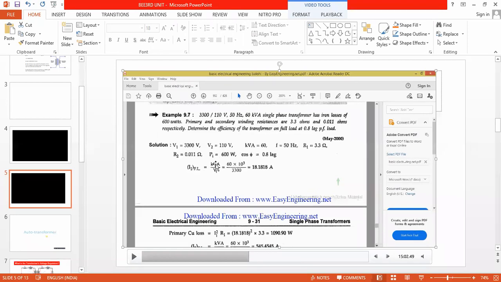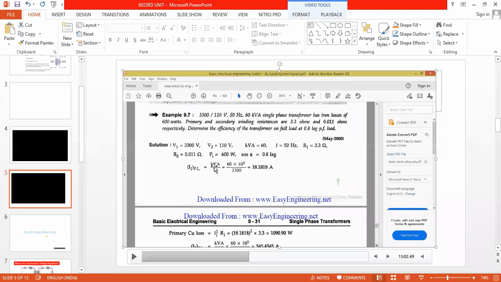Rating means kVA here. Rating is equal to V into I. All of you write that one. So I is equal to rating by V. Rating means power value. So we get the I1. Is it clear, all of you? So how are we calculating the I1? I1 is equal to rating by V1. Now you tell me, what is the formula for I2, anyone?